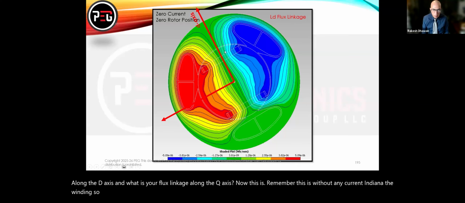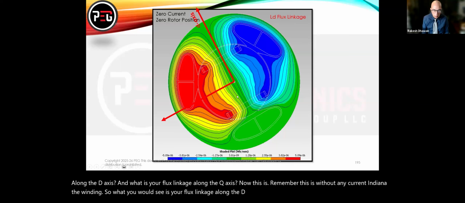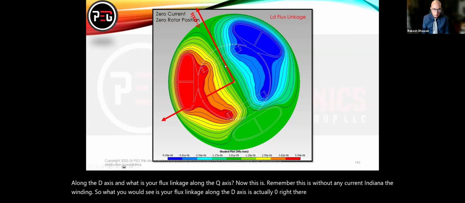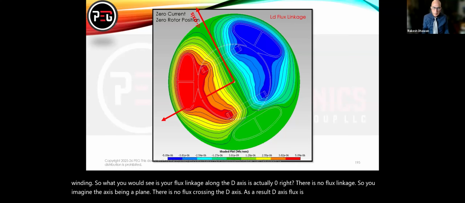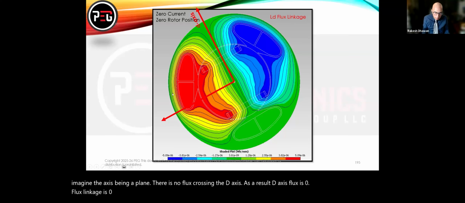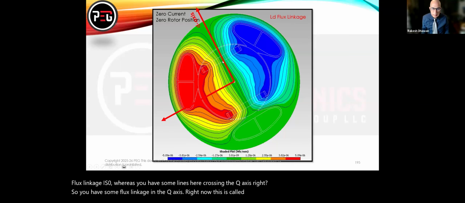So what you would see is your flux linkage along the d-axis is actually zero, right? There is no flux linkage. You imagine the d-axis being a plane. There is no flux crossing the d-axis. As a result, d-axis flux linkage is zero. Whereas you have some lines crossing the q-axis, right? So you have some flux linkage in the q-axis. Now this is called saliency, when your d-axis and q-axis fluxes are different.